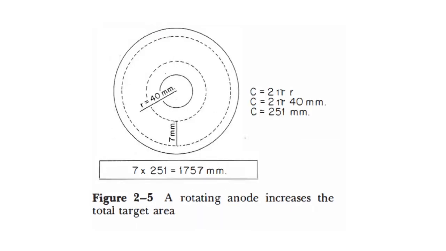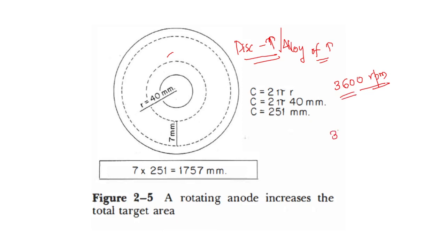So the rotating anode is actually like this. It is a disc of tungsten, or it can be made up of an alloy of tungsten, and it will rotate at a speed of 3600 revolutions per minute. Theoretically, but practically it will never reach 3600 rotations per minute because of friction and other causes. The speed will be around 3000 rotations per minute.